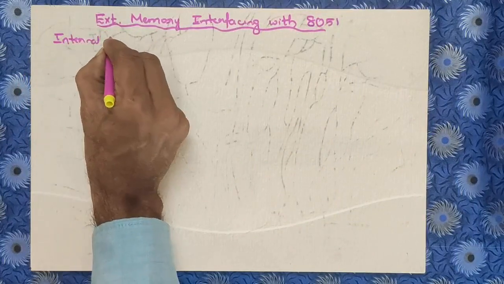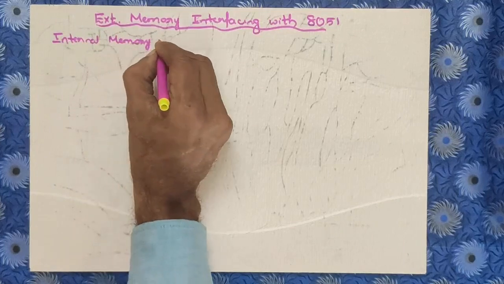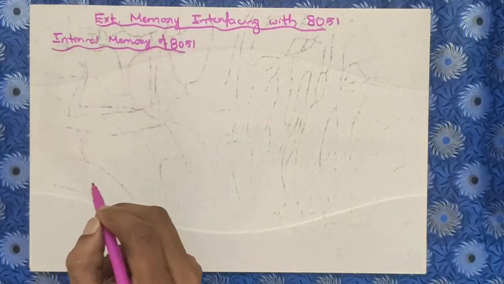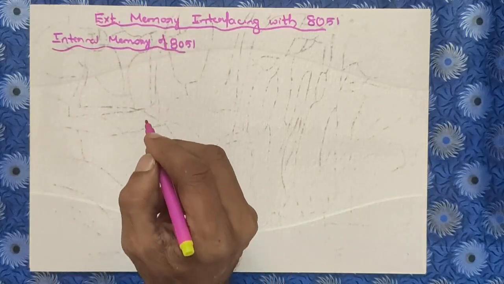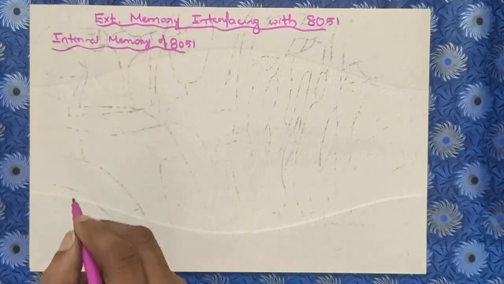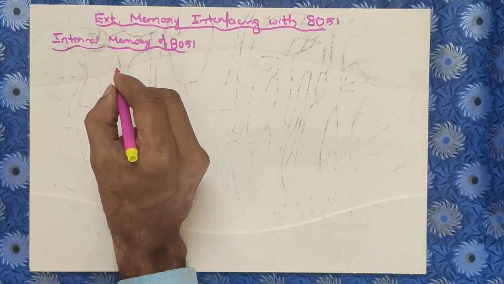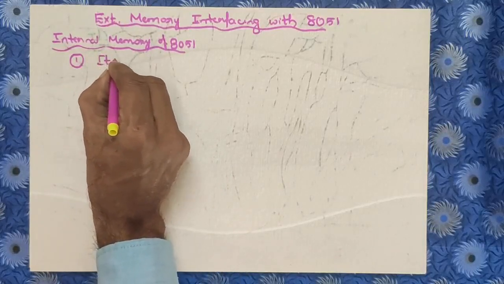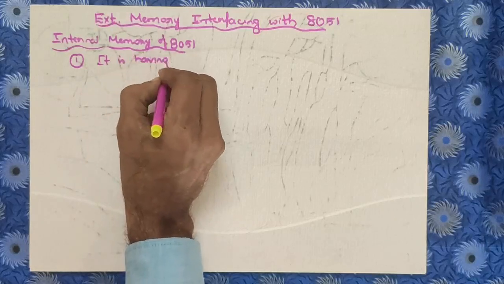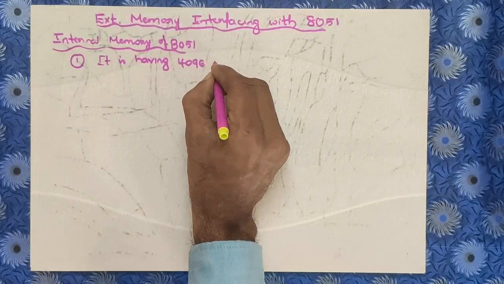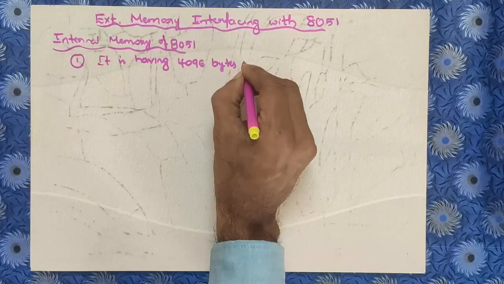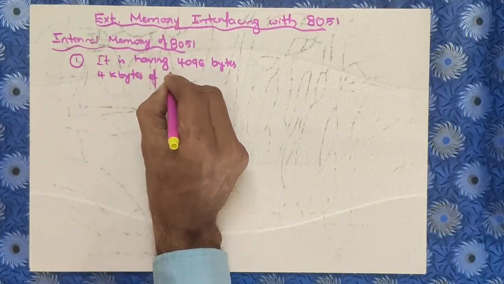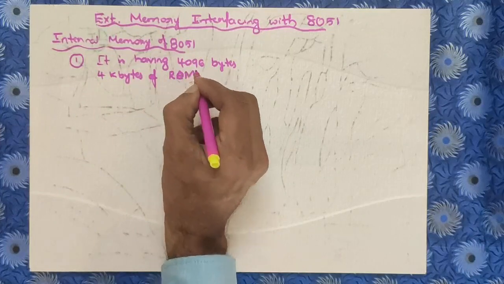Briefly, internal memory of 8051. Actually, 8051 is having 4096, that is 4 kilobytes of ROM, read-only memory. Okay, it is having 4 kilobytes of ROM. That is the first point.